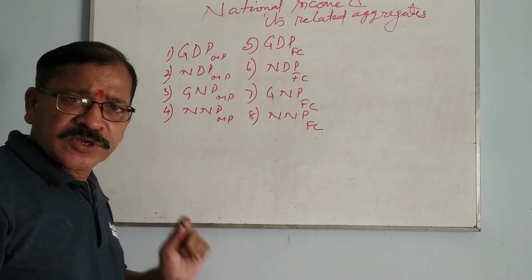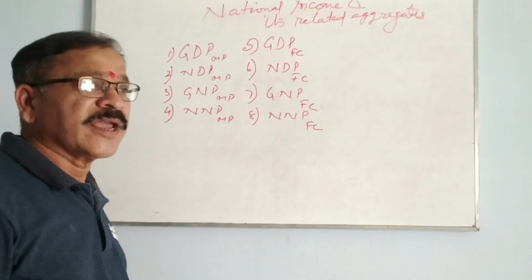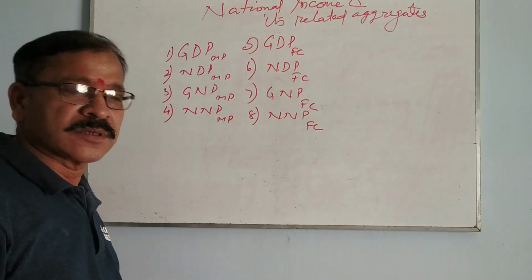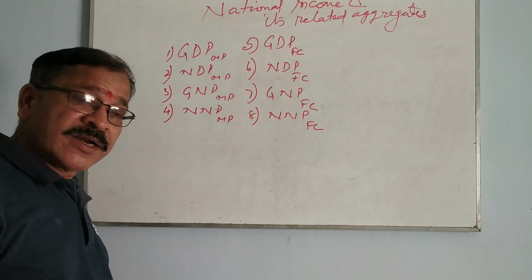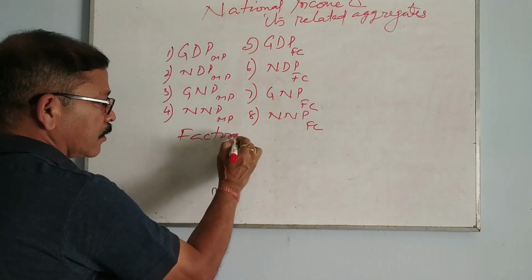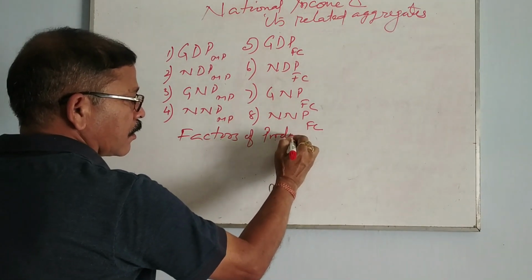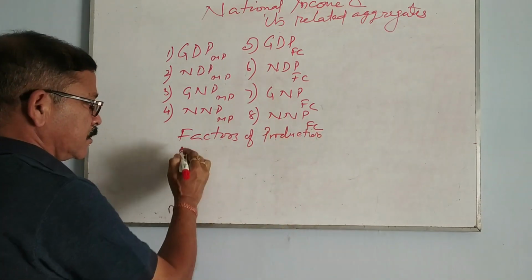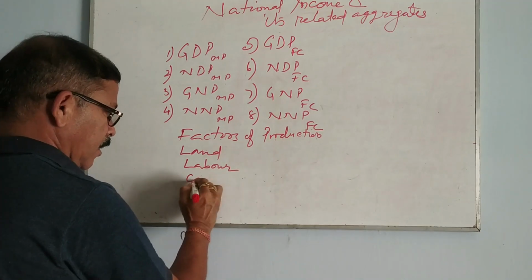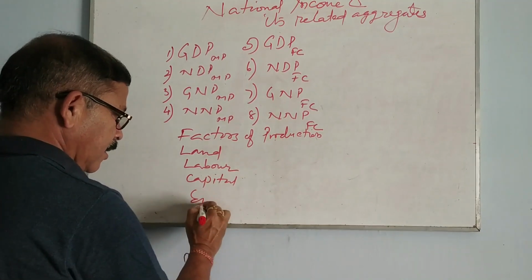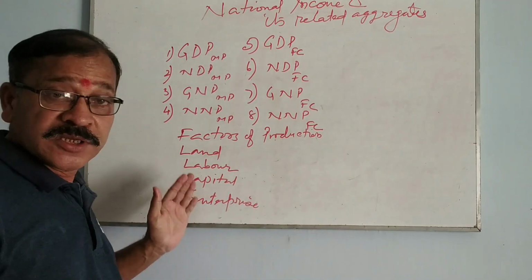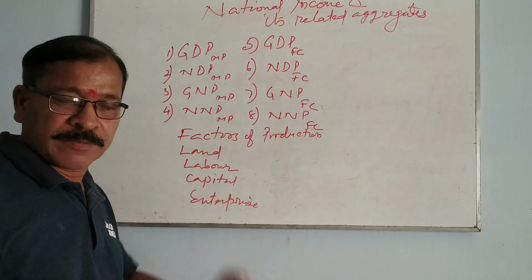Small example I would like to give you. Suppose I start a small factory producing pens, right? So I require factors of production. What are factors of production? Factors of production are land, labor, capital and enterprise. Basically I require all these 4 in order to produce a pen.